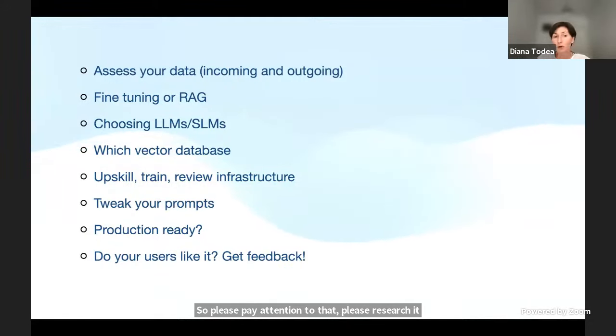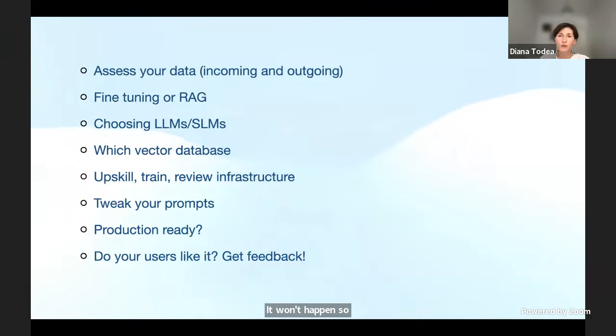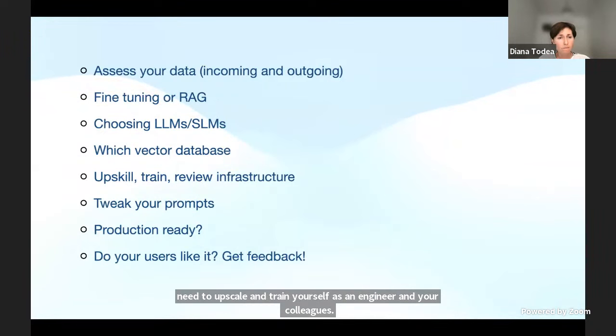Then, like I said before, the vector database, whether it's serverless, normal, choose it correctly. And then please pay attention to the infrastructure. You cannot go with an unstable infrastructure, put an AI assistant on top, and expect to get miracle results. It won't happen. So you need to also review your infrastructure. Also, you need to upskill and train yourself as an engineer and your colleagues. So take your time to do that.